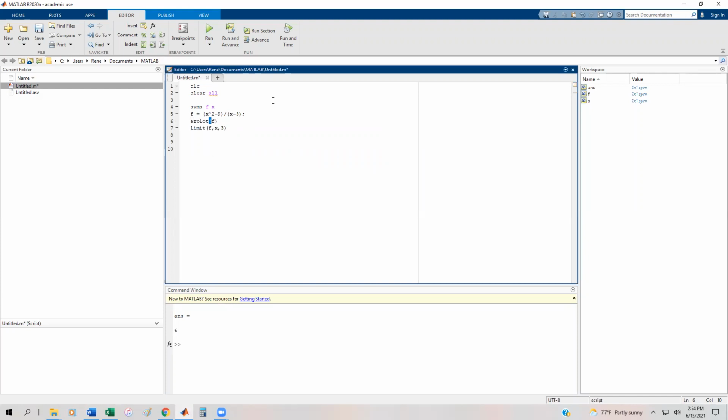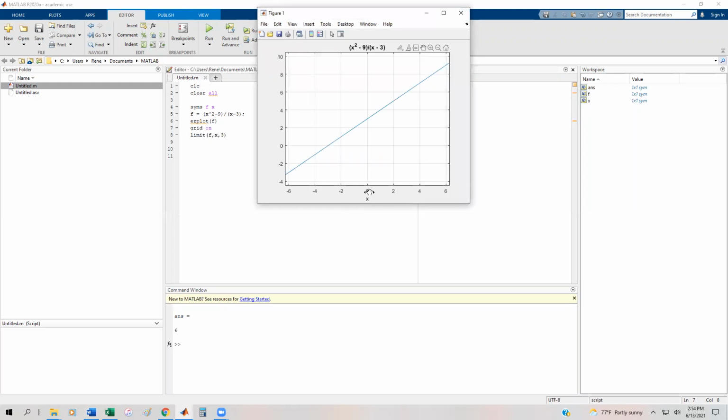of f. And I'm going to turn the grid on. We should be able to see that 6 is the value that it approaches as x goes towards 3. And lo and behold, as x approaches 3, which is right in here, it looks like it's getting really close to 6. And in fact, you can see that from the overlay.